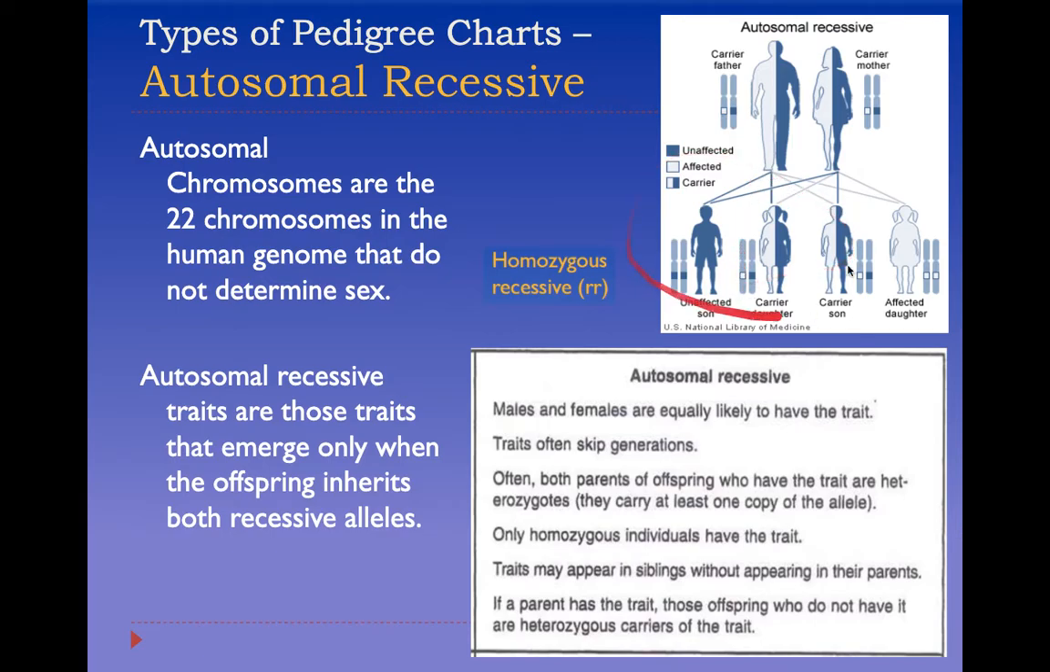But none of them are affected. Only one daughter has been affected. Why? Because she's got the recessive chromosome from mom and the recessive chromosome from dad here.